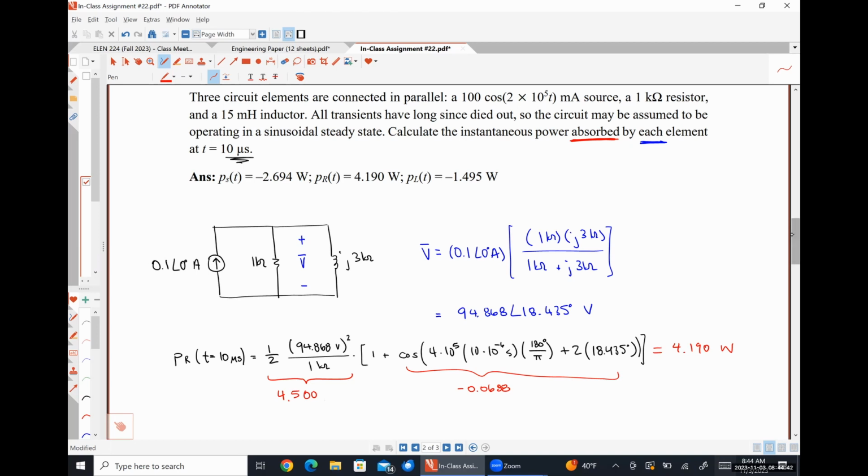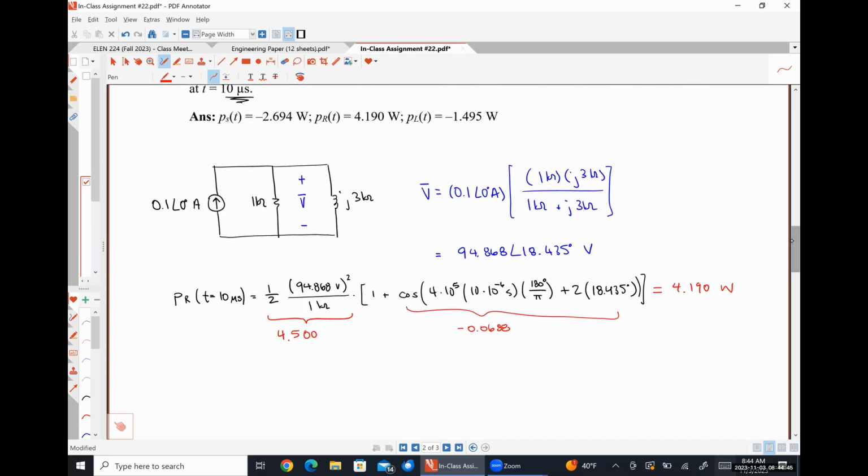So that was my power absorbed by my resistor. Now let's look at the power absorbed by my inductor. So I know that the DC part is just completely gone. So I'm going to have 1/2 the magnitude of my voltage, 94.868 volts quantity squared, divided by omega L, which is just the impedance without the J. So that's just 3,000, or 3 kilo ohms.